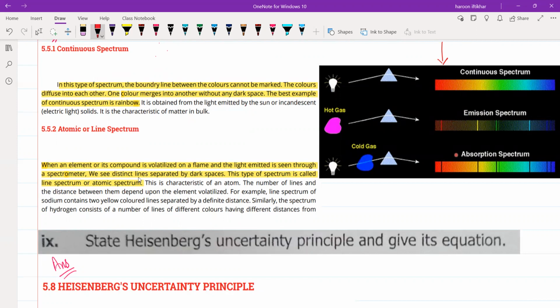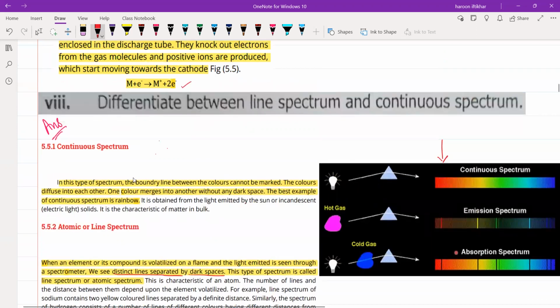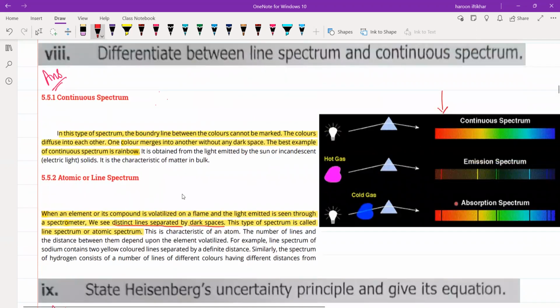Okay, so we see distinct lines separated by dark spaces. This is very important to mention in the short question. Okay, and you can give the example as well. Definitely, example is very important.